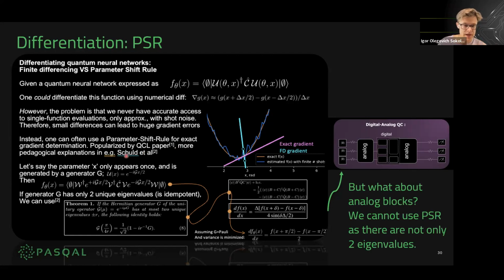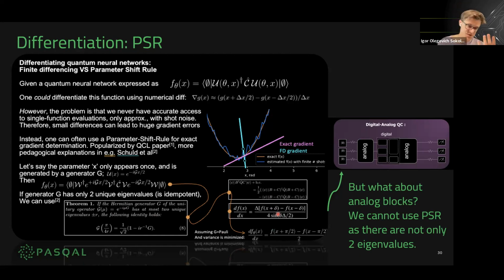There is a derivation in Maria Schuld's paper in the appendix. There is this theorem saying that if the generator G of your gate, so the exponential of iG, can be for instance a Pauli, a single qubit rotation, and it has two eigenvalues, minus one and plus one, then it follows this theorem. And then you can just do your maths. It's a very nice derivation in this paper, showing that the gradient will actually be exact given these conditions, and you just need to do something like finite difference, but with a specific shift. This is pi over two here. If you do this shift of pi over two, you will get the exact analytic gradient. It looks like finite difference, but it's not. It's a really perfect analytic gradient.